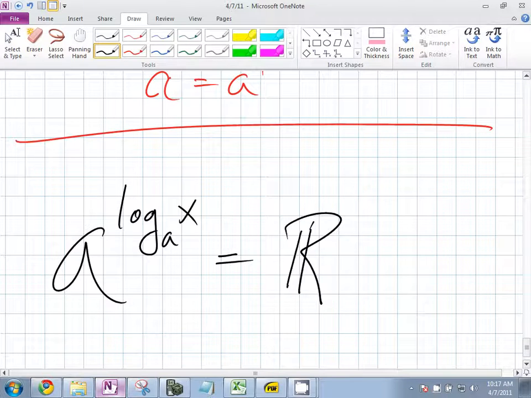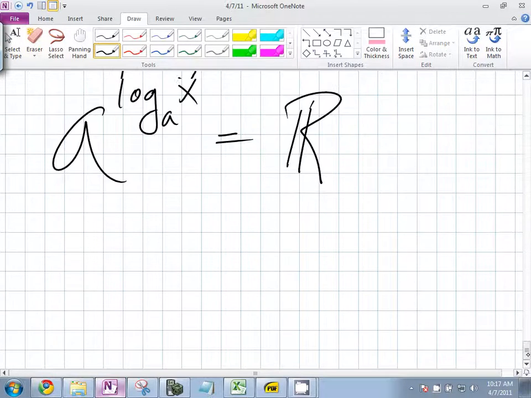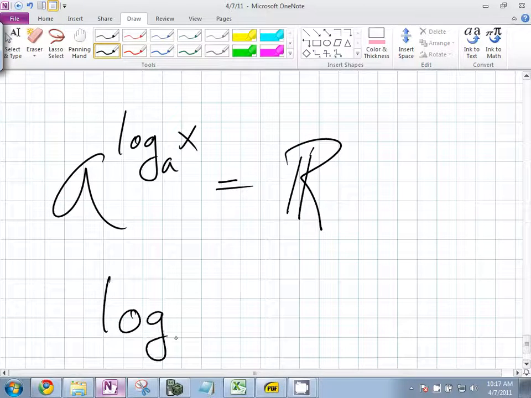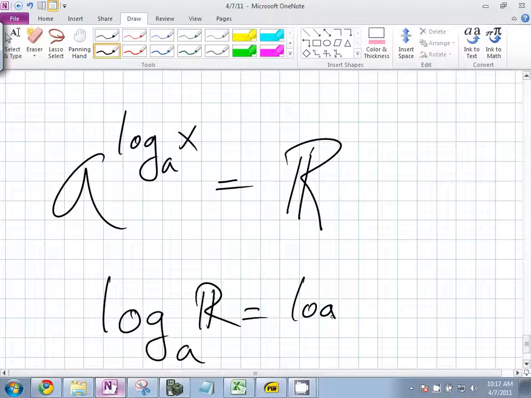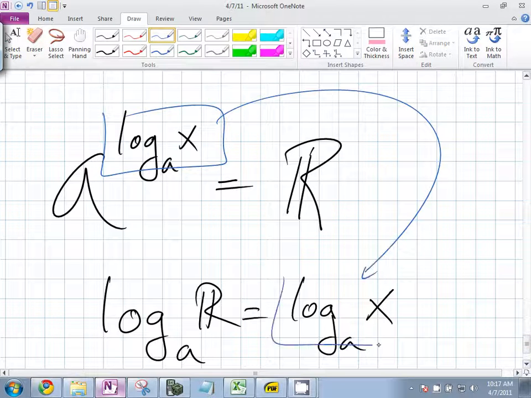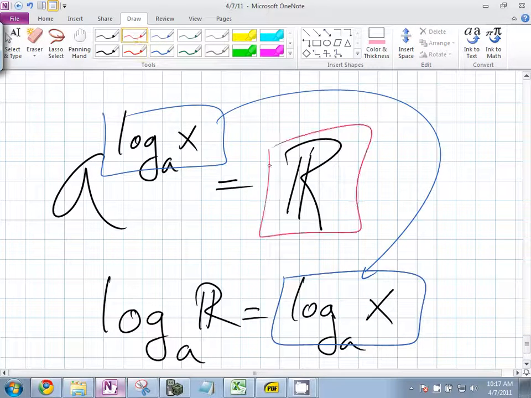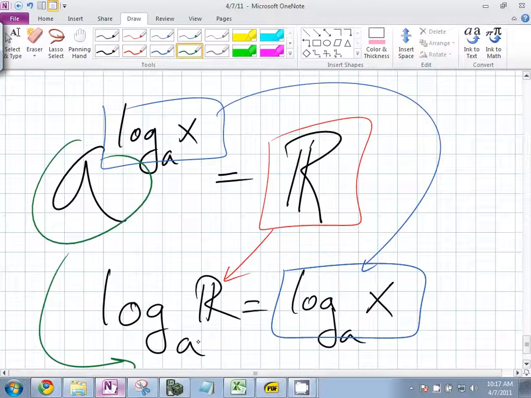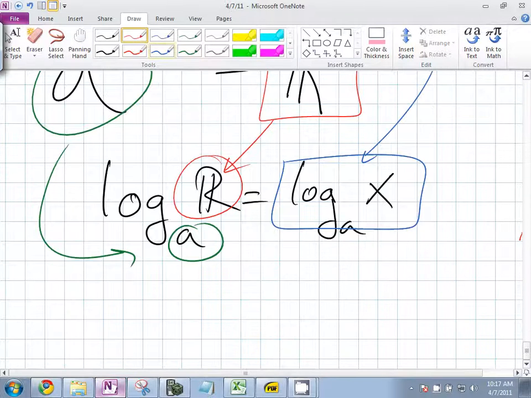Can one person tell me what that is written in log form? Log base a of r is equal to log base a of x. Yes, because this right here, the r went right there and we turned it into log form, and the a went right there. So if log base a of r equals log base a of x, what has to be true? r equals x.